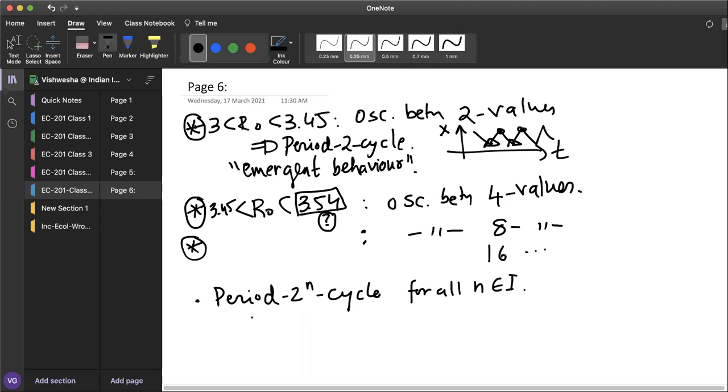But what happens is that the range of R0 for which each period, each 2 power k cycle, exists also decays geometrically. So that makes it very hard to computationally find them. And this entire phenomenon of going from period 2 to period 4, 8, 16, and so on, is called period doubling bifurcation.